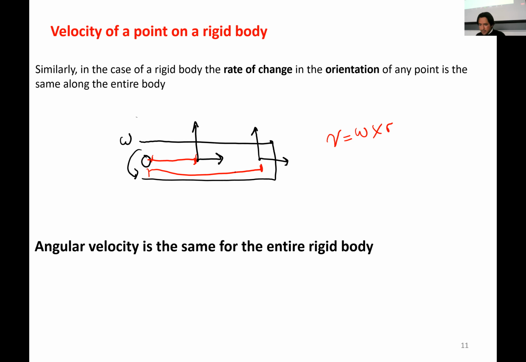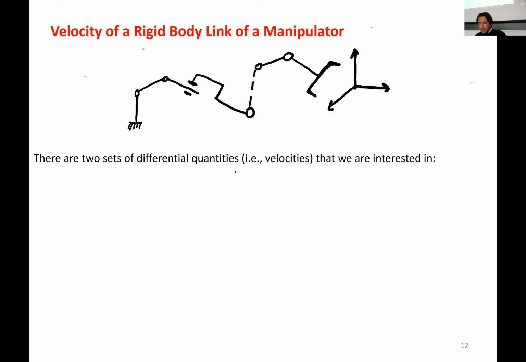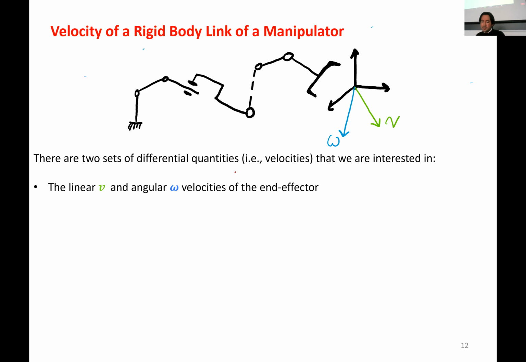Okay, good. So now let's talk about the velocity of a rigid body, but now related to a rigid body in a manipulator, which is basically a link. There are two sets of differential quantities that we care about. The first one is the linear and the angular velocities of the end effector, which are these two vectors right there. This is a v, because I have very bad handwriting, so people can confuse it with an n.